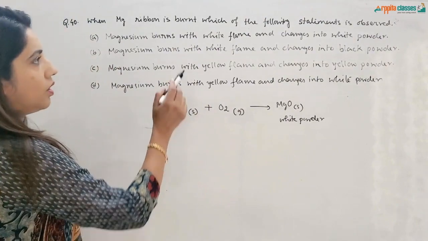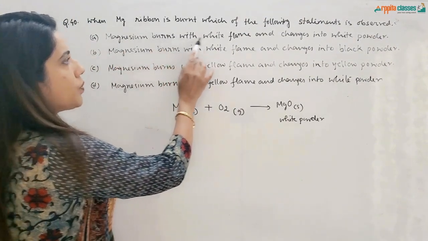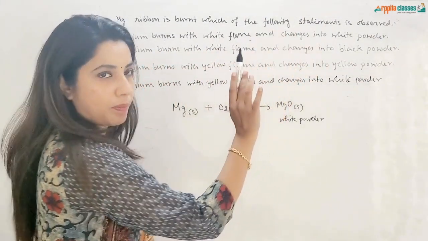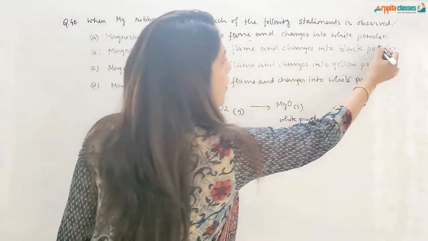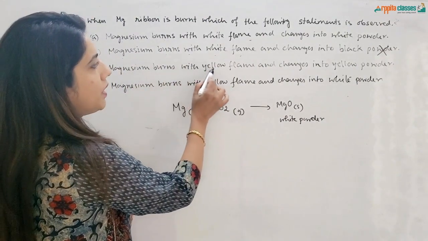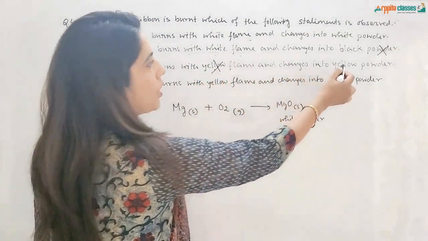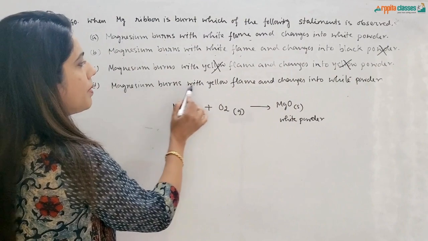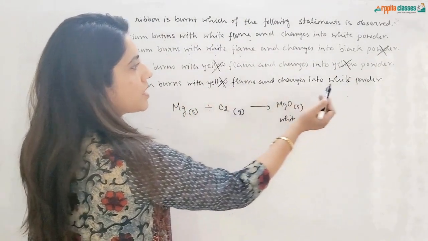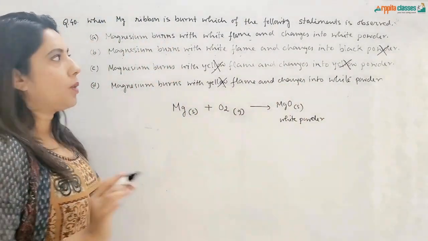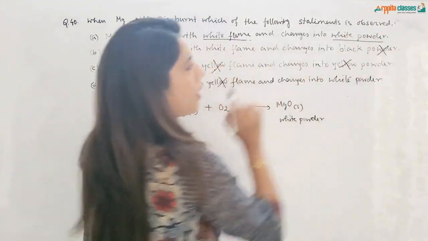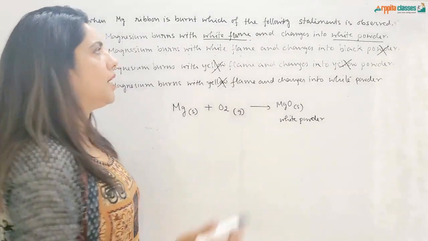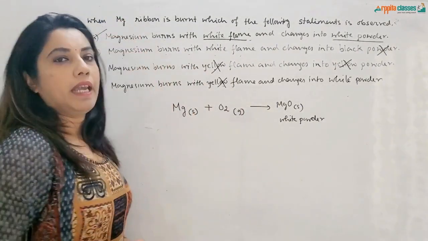So let us see the observation. Magnesium burns with white flame and changes into white powder. Magnesium burns with white flame and changes into black powder, no. Magnesium burns with yellow flame and changes into yellow powder, no. Magnesium burns with yellow flame and changes into white powder, no. So the right option is magnesium burns with white flame and changes into white powder. Here the white is dazzling white, but it is okay. The option will be option A.